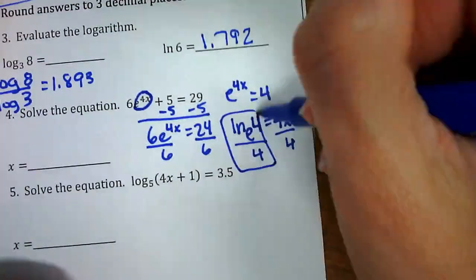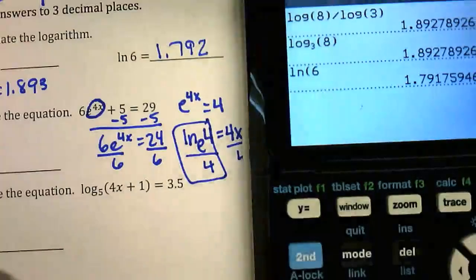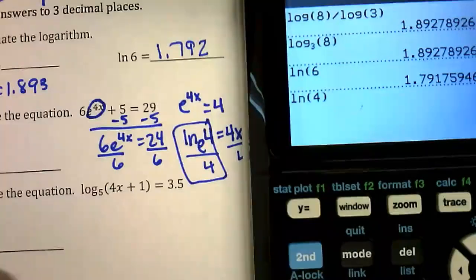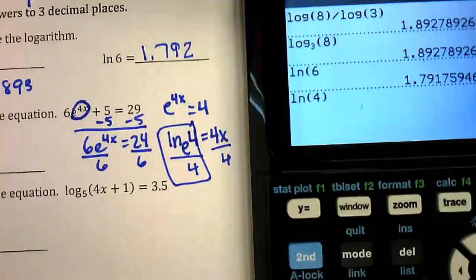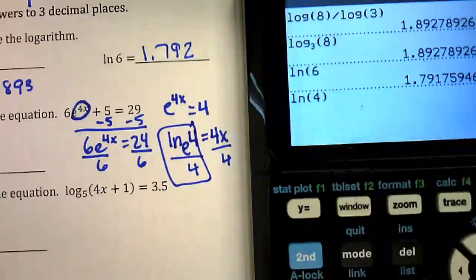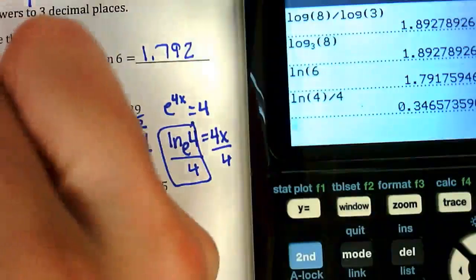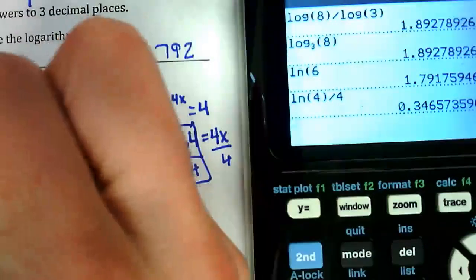So this is what I would type in my calculator. Natural log of 4. I don't have to do anything with e because when the base is e, the calculator already has a base of e. Natural log of 4 divided by 4. And I get 0.347.